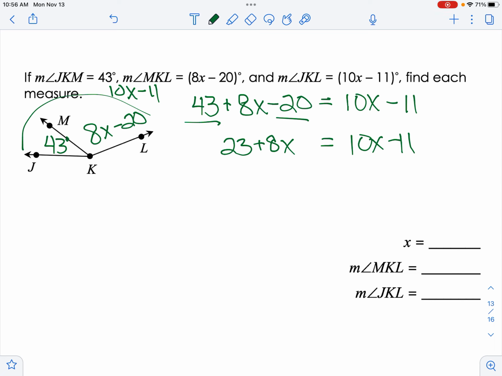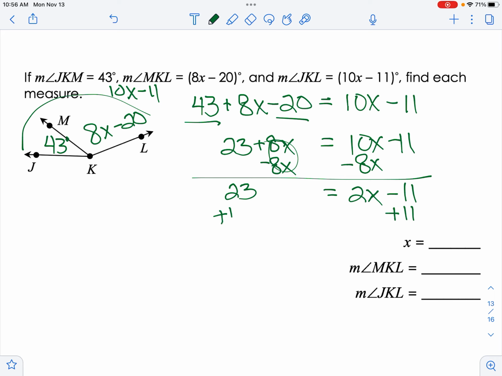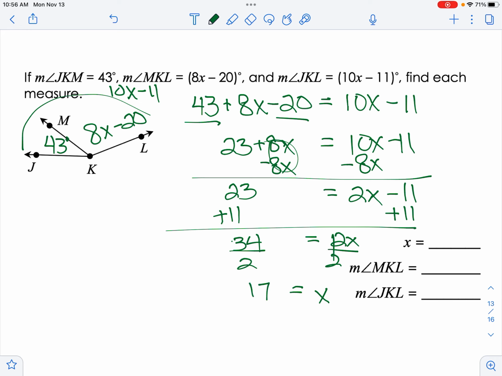Now I want to get all my x's on one side, so I'm going to subtract 8x. I get 23 equals 2x minus 11. Okay, and then I'm solving for x now, so I want to get rid of this 11 first. And I got 34 over here equals 2x. And then we're going to divide by 2, divide by 2. So x equals 17.